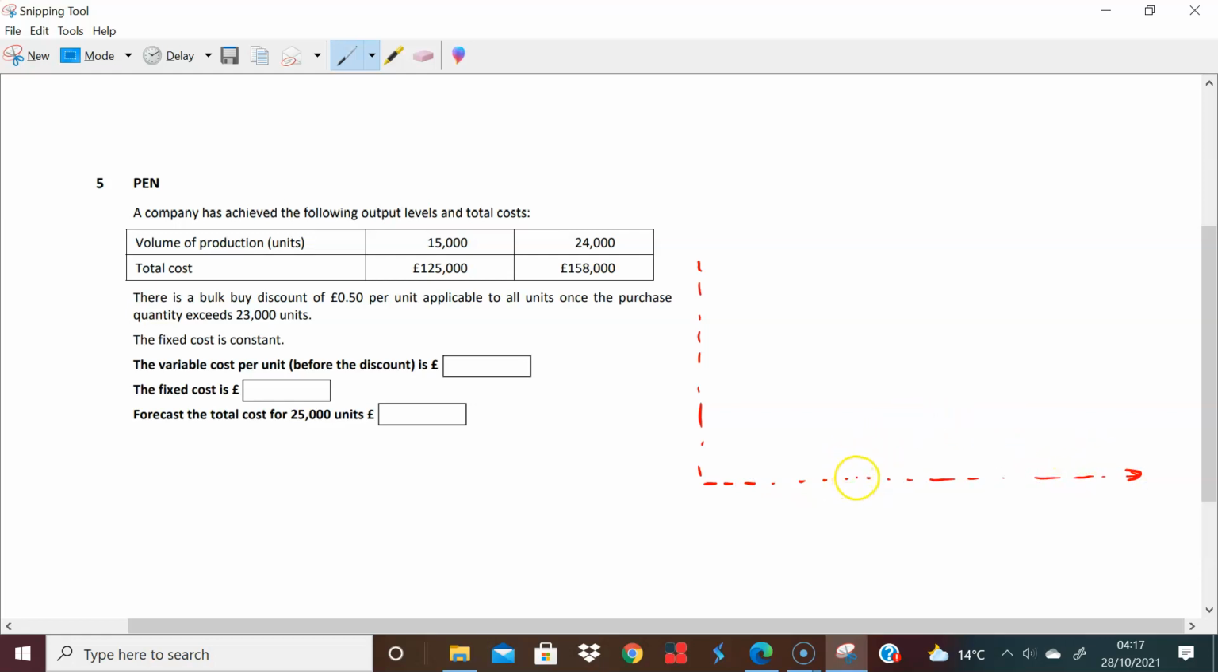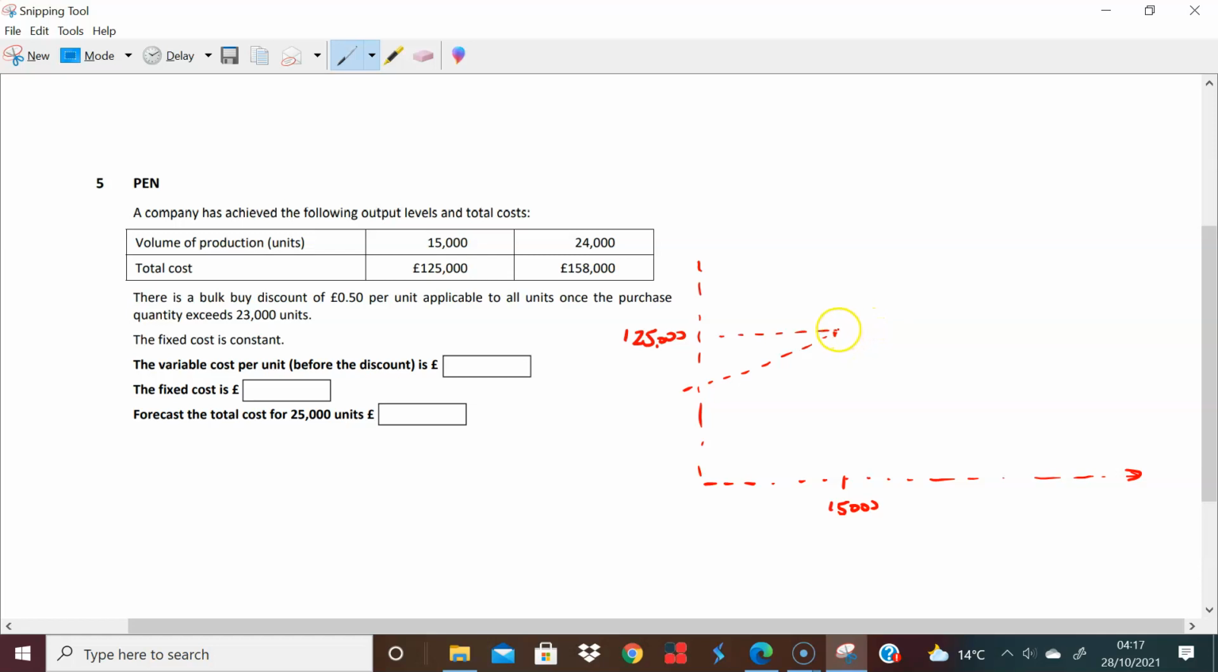What this is saying is that when you produce 15,000 units, we see a total cost of 125. So I'm going to start somewhere there. You have a total cost of 125. Remember that this is all based on linear trends. I can only really find these high-low method situations if this is a straight line, right? That's the underlying theory here.